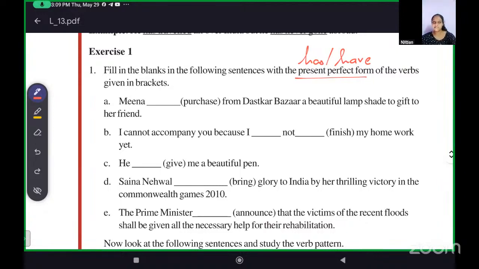First one, Edric. Yeah, okay. So, Meena has purchased from Daskar Bazaar a beautiful lampshade to give to her friend. Has purchased.